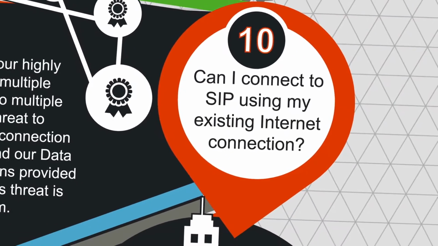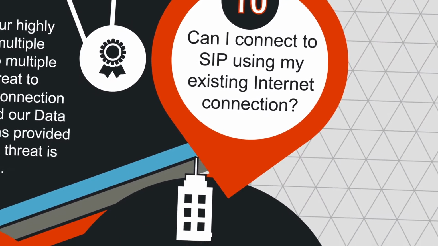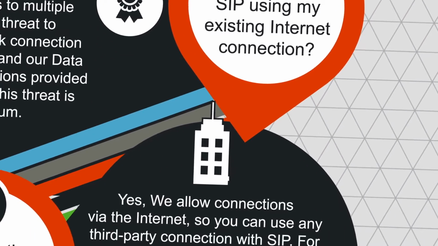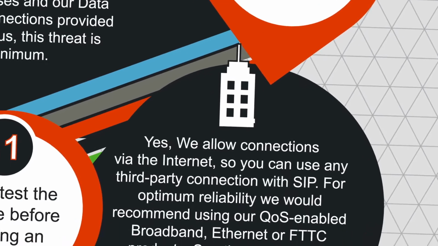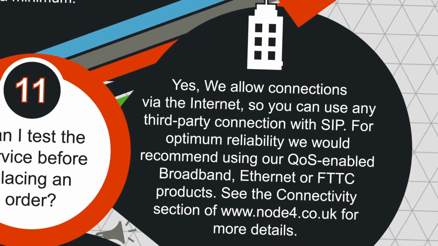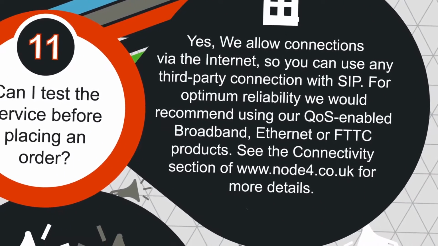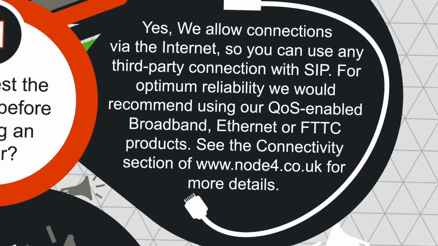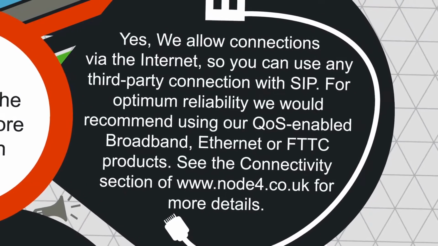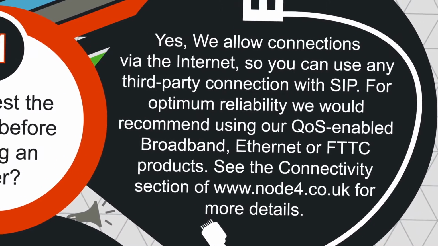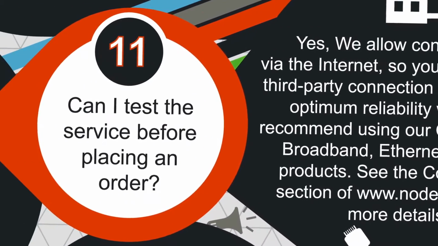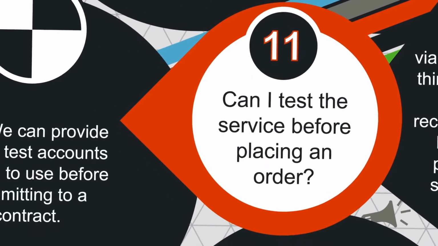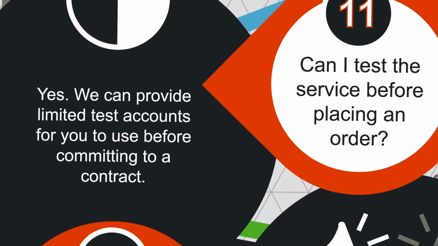Can I connect to SIP using my existing internet connection? Yes, we allow connections via the internet so you can use any third-party connection with SIP. For optimum reliability, we would recommend using our quality of service enabled broadband, Ethernet, or FTTC products. See the connectivity section of node4.co.uk for more details. Can I test a service before placing an order? Yes, we can provide limited test accounts for you to use before committing to a contract.